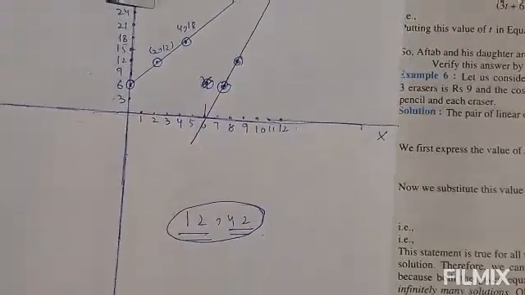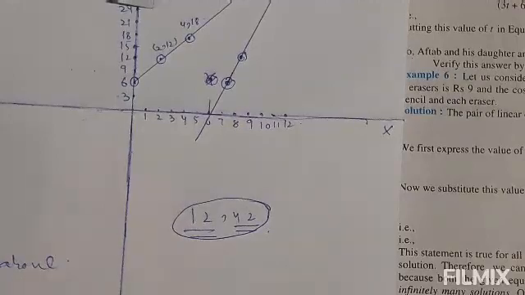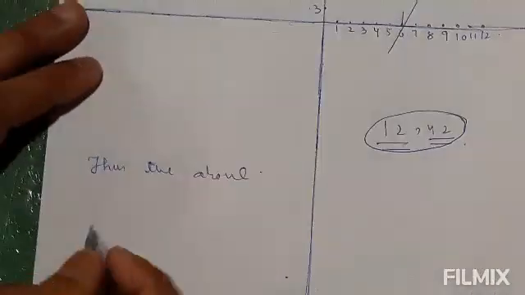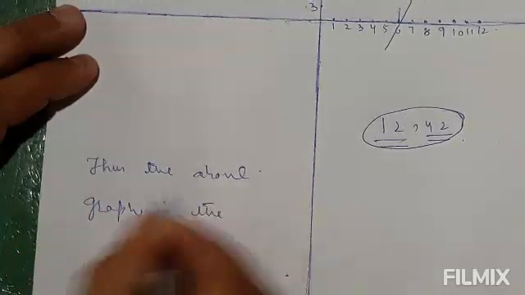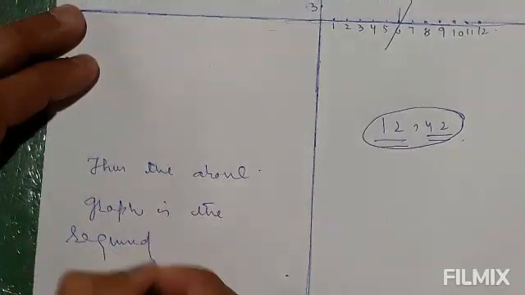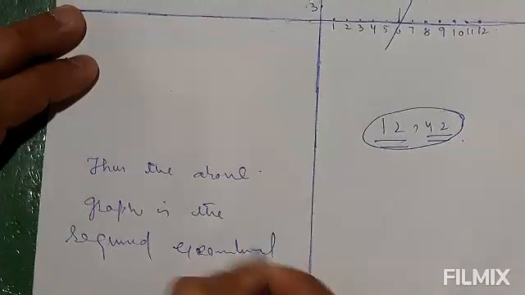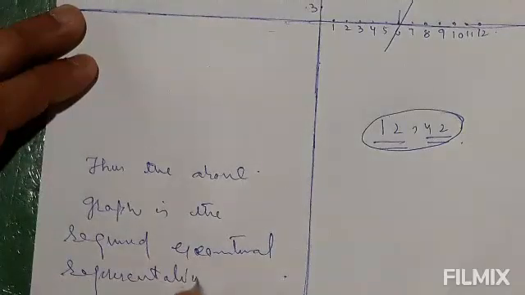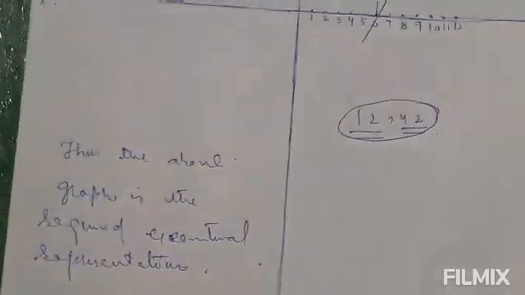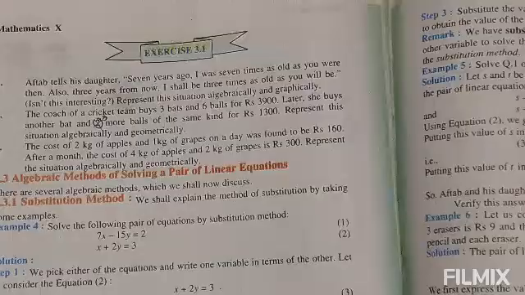Okay, so we can write thus the above graph is the required geometrical or graphical representation. Okay, I hope you have fully understood this question.